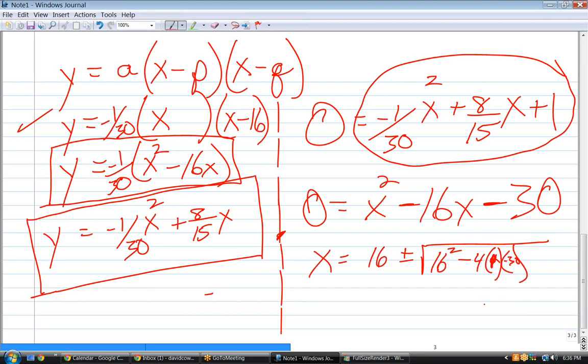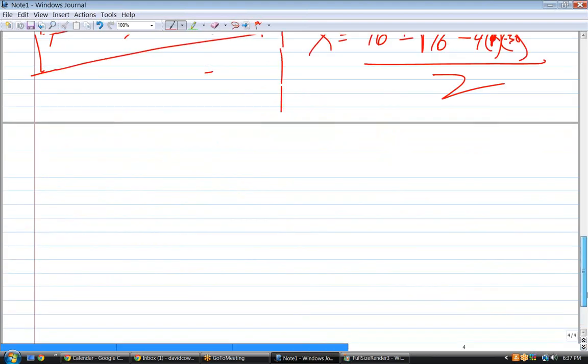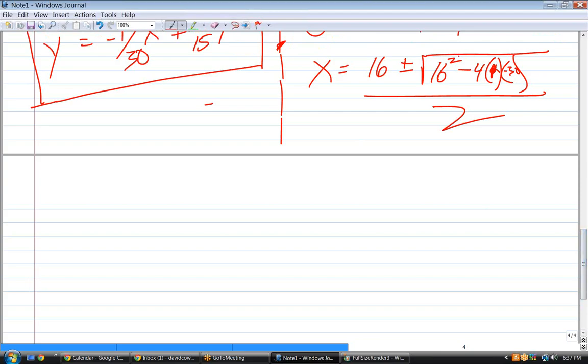Is that a 1? Yeah. What is 16 squared plus 120? What's the question again? We have to figure out what the inside of that radical is. So we have to square 16, and then we have to add 120, 4 times 30.